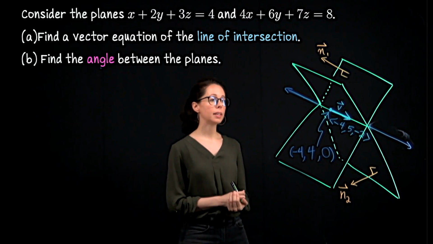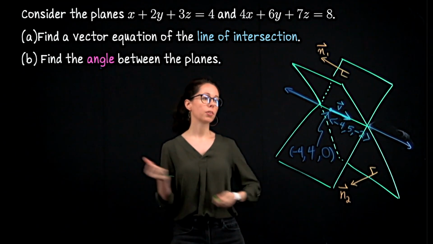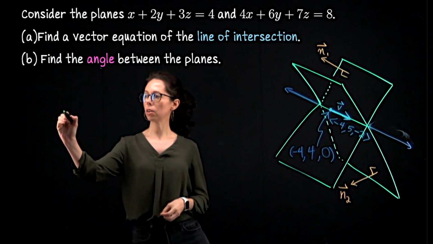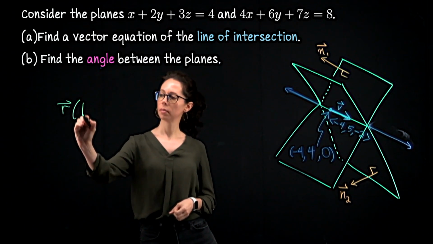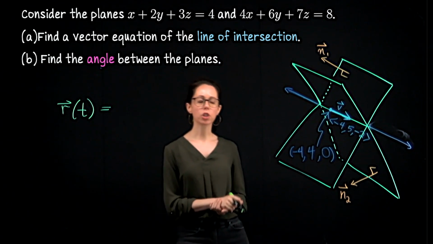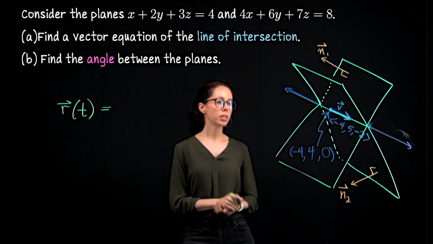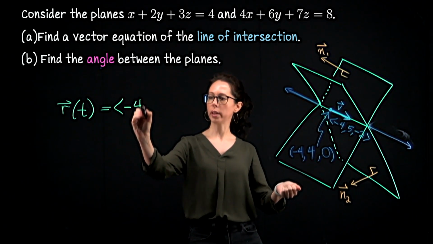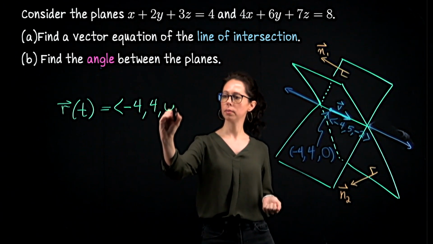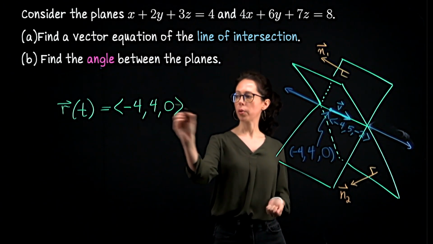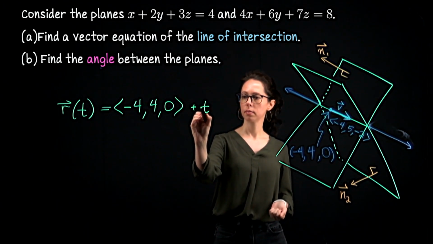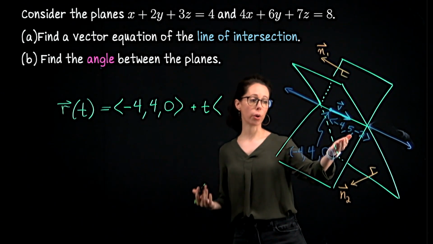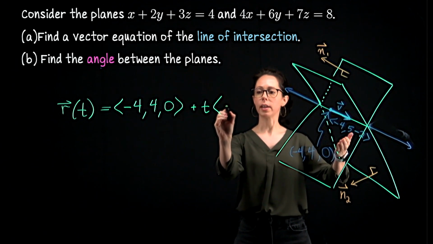All right, we have everything we need now to write down the description for this line of intersection. What we're going to say, I'll call it a function r of t. It's a parametric function. It's going to be this point. So I'll write down the position vector for this point, negative 4, 4, 0, plus the parameter t times the direction vector for the line that we chose. So negative 4, 5, negative 2.